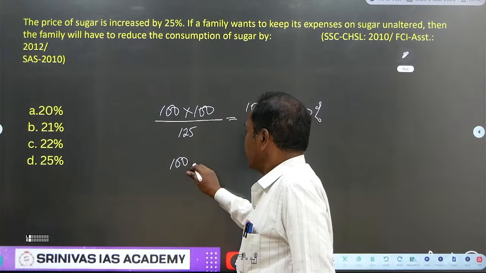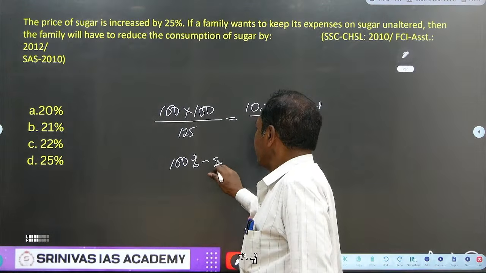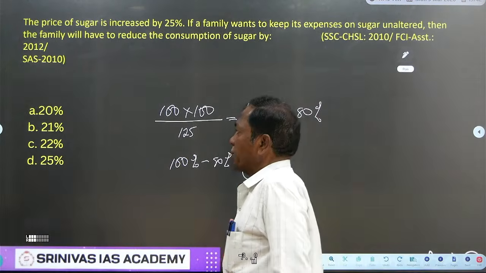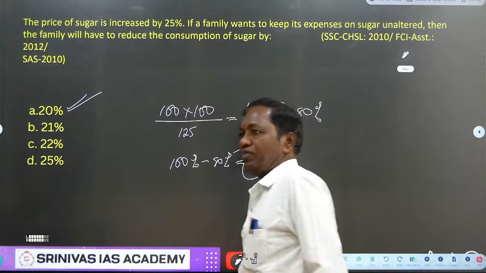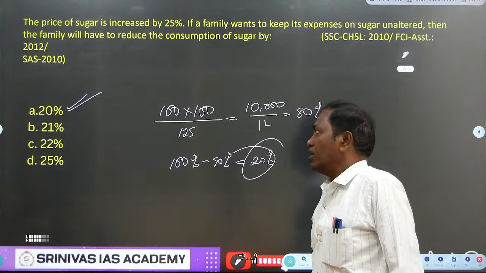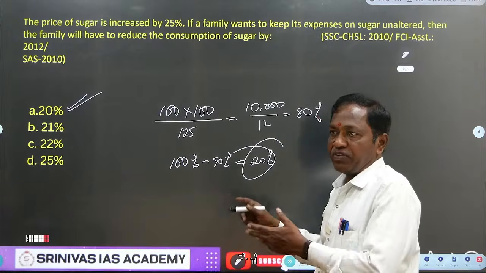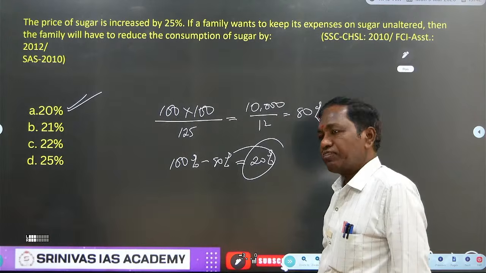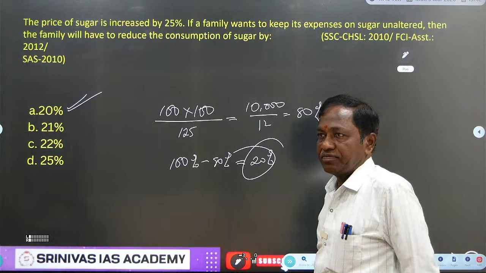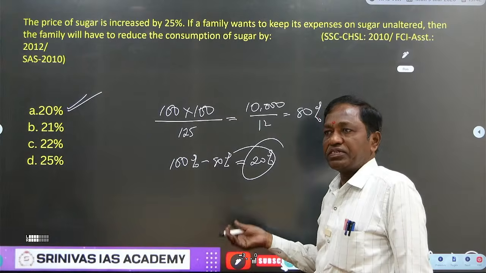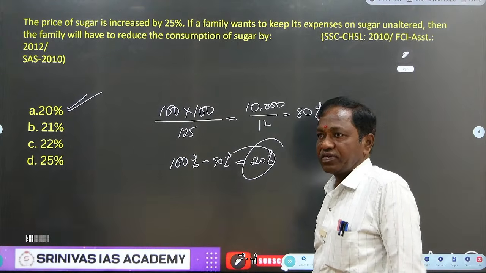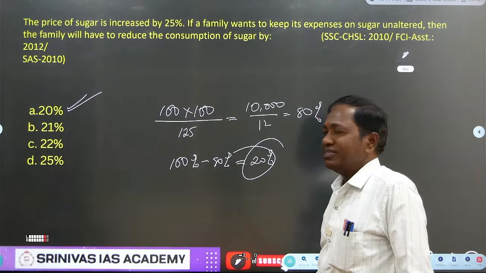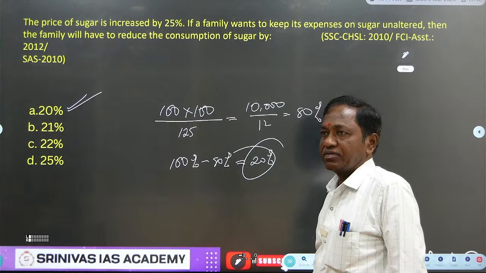So 100% consumption is what? 80%. So how much does one have to reduce? 20%. It's like that. This is the short form of calculation. 100 into 100 means, if you write the equation in fractions, it will be like this only. 100 means the price of sugar, whatever the price is, that is 100. And percentage, or quantity you can also take, whatever may be. We are reducing the percentage. This is the simplest form of it.